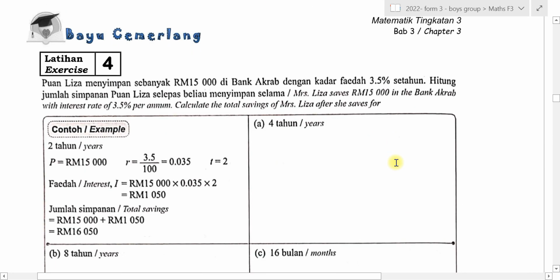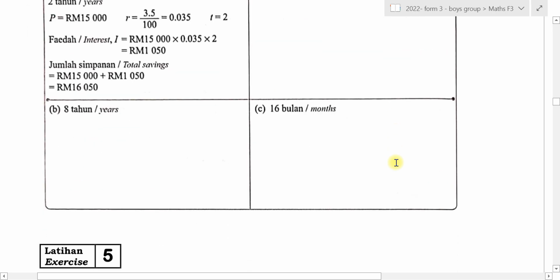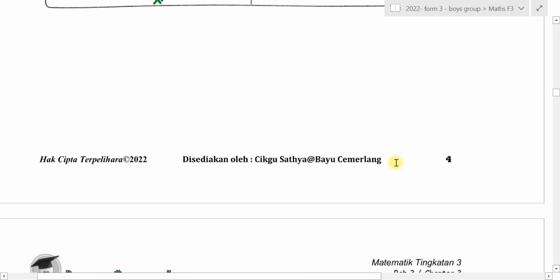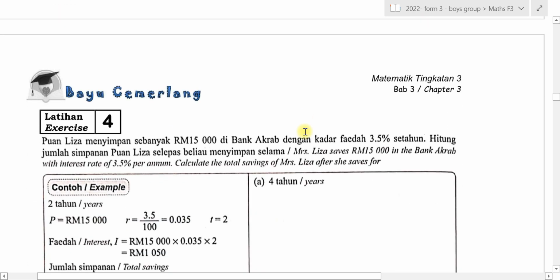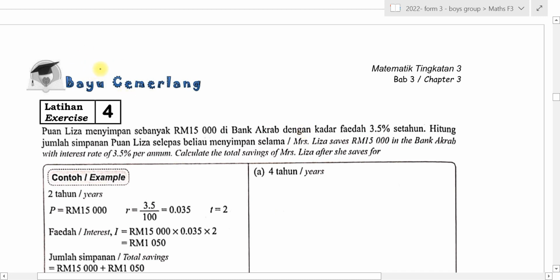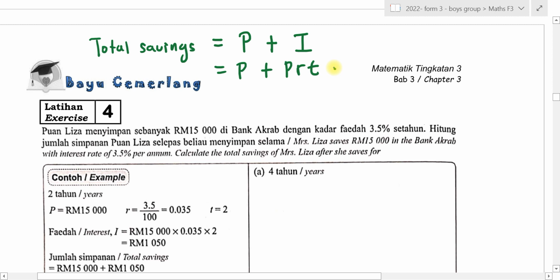Okay. Now, this one just calculates the simple interest only. Now, total saving. What is the difference between total saving and interest? Remember, total savings is equal to the amount of money you invested plus the interest you gain. Correct or not? And if you see this formula, P plus interest is PRT. Correct or not? So you can use this formula according to the textbook.